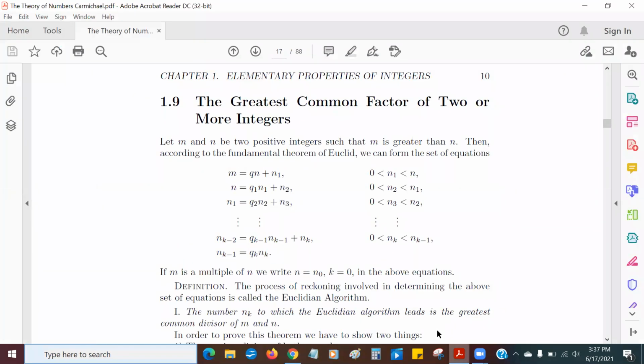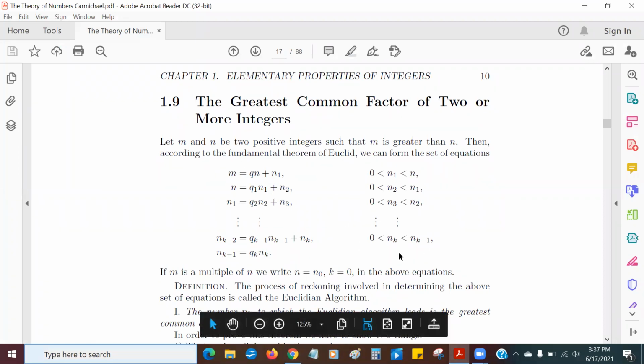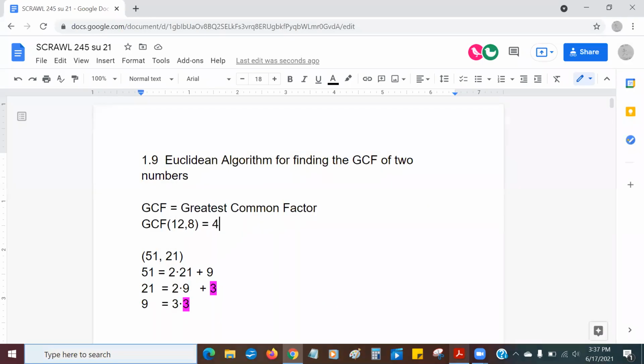Before I show you all the fancy formulas of it, I just want to show you some examples with numbers. So I'm going to show you a process now. Later we'll justify the process, but I want to show you this process. It actually makes a lot of sense. So let's say I have two numbers, 51 and 21, and I want to find the greatest common factor of those two numbers.